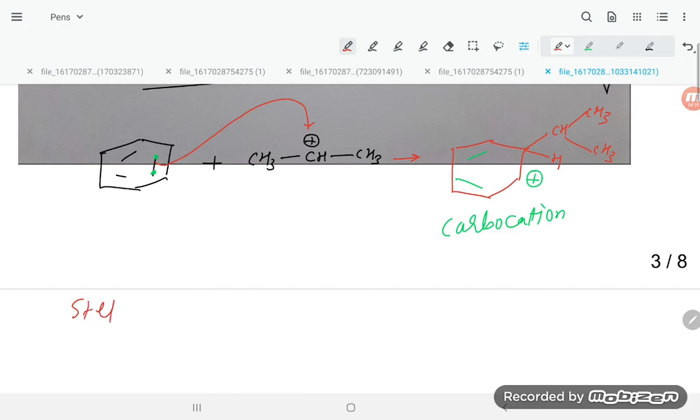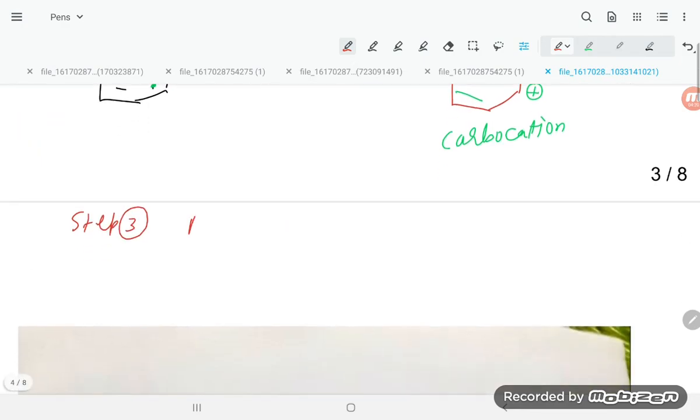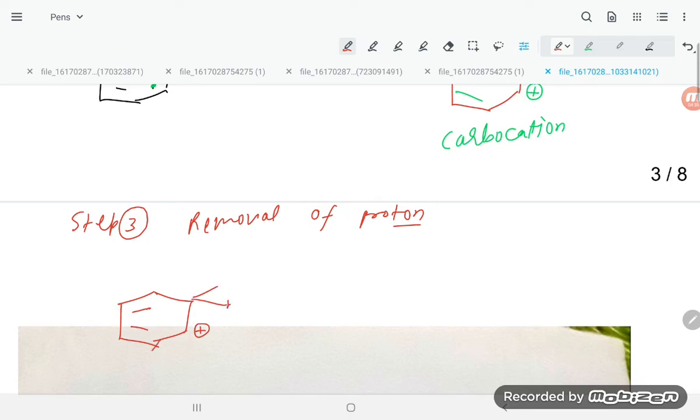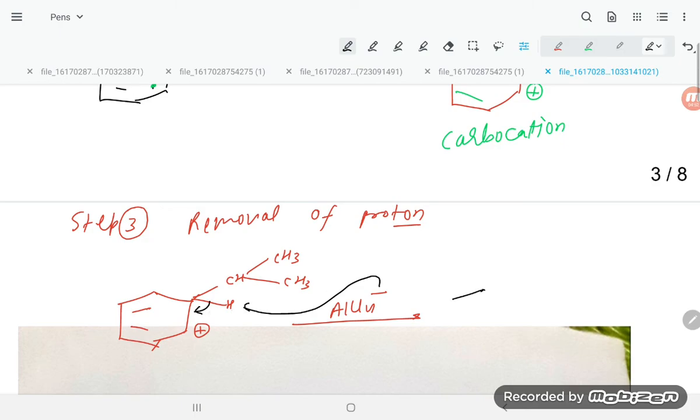Now step number 3 is the removal of proton. Dear student, how can you remove the proton? You see, the intermediate is something like this: here is the hydrogen, and here is CH, this is CH3, and here is CH3. And here is AlCl4 negative. So this negative is going to attack on this position, and this will be going to shift here.